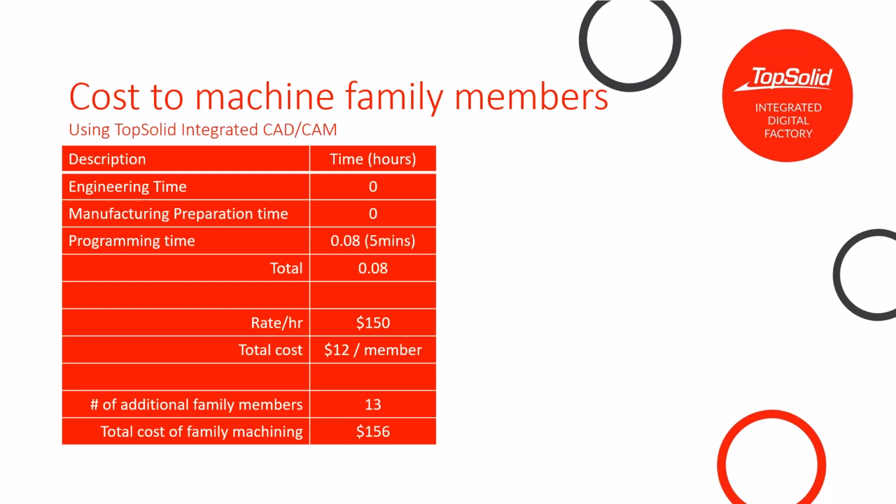Let's look at the cost to machine the family members using TopSolid integrated CAD/CAM. Engineering time for each additional family member is zero. Manufacturing preparation time is zero. Programming time, and here I'm being generous, you saw in the video, I put roughly 5 minutes or 0.08 hours. So the total time spent is 5 minutes per family member, which is the equivalent of about $12. Again, 13 members costs you $156 to produce all those parts, or at least to program them anyway.